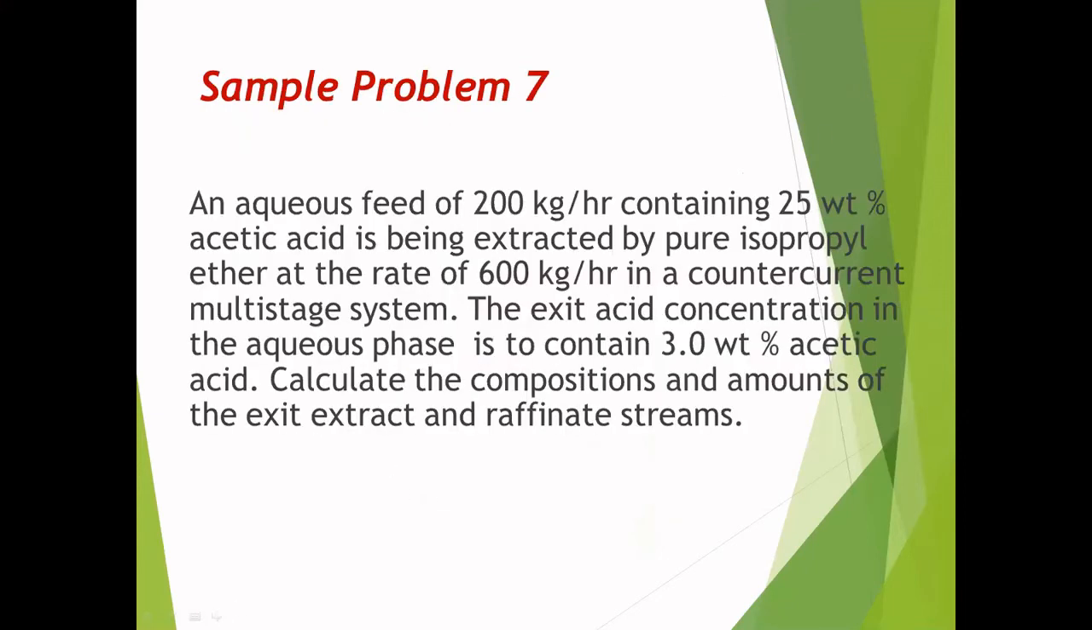Okay, so we have this particular problem talking about an aqueous feed of 200 kilograms per hour containing 25% acetic acid, which is being extracted using pure isopropyl ether at the rate of 600 kilograms per hour in a countercurrent multistage system. The exit acid concentration in the aqueous phase is to contain 3% acetic acid. Calculate the compositions and amounts of the exit extract and raffinate streams. This one is solved both analytically and graphically, so not 100% analytical. It will be relying on the diagram.